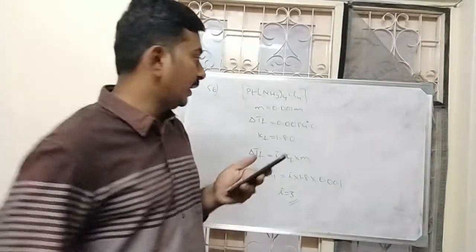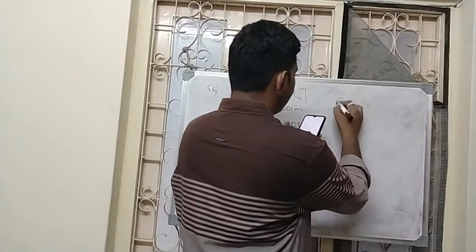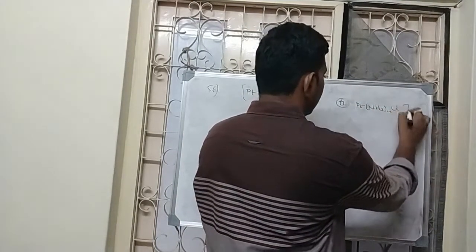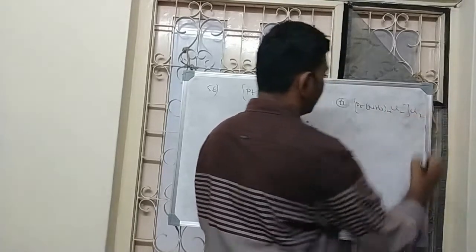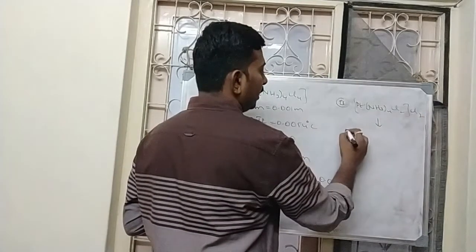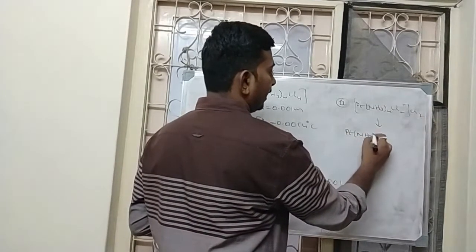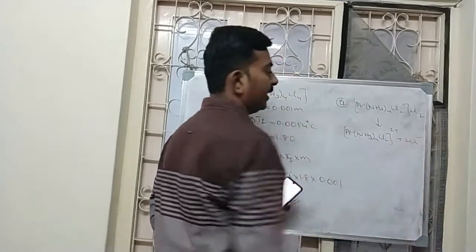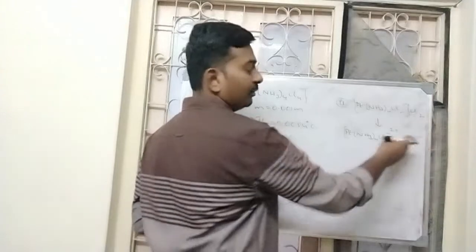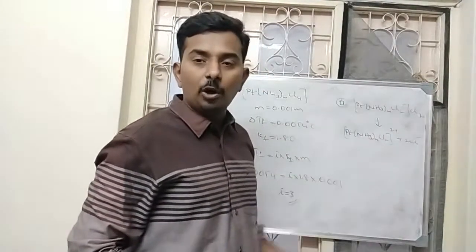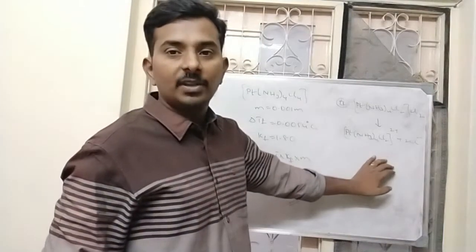If you see option B, it is given as [Pt(NH3)4Cl2]Cl2. On dissociation this will give [Pt(NH3)4Cl2]2+ and 2Cl minus ions. There are 2 chlorines outside which will be dissociated as 2Cl minus, and this is the complex ion form. So totally how many ions are we getting? 3 ions. So the correct answer will be option B.